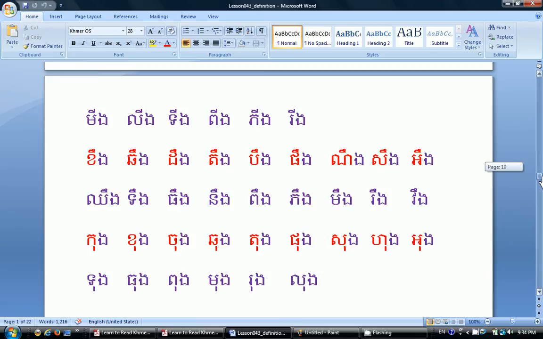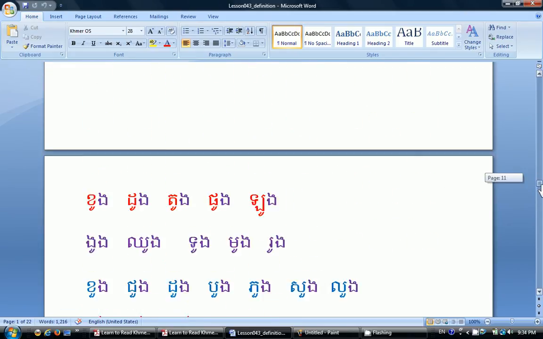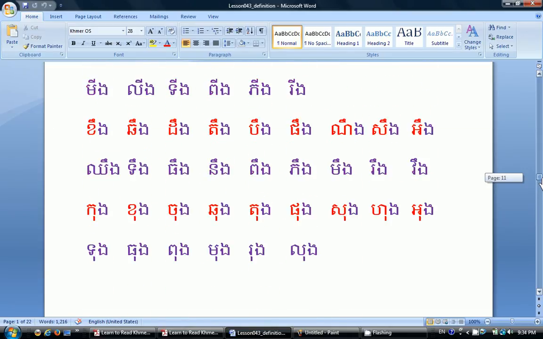Here is a list of all the words that we have just read, okay? So in this section, we're going to read these words without sounding them, okay?